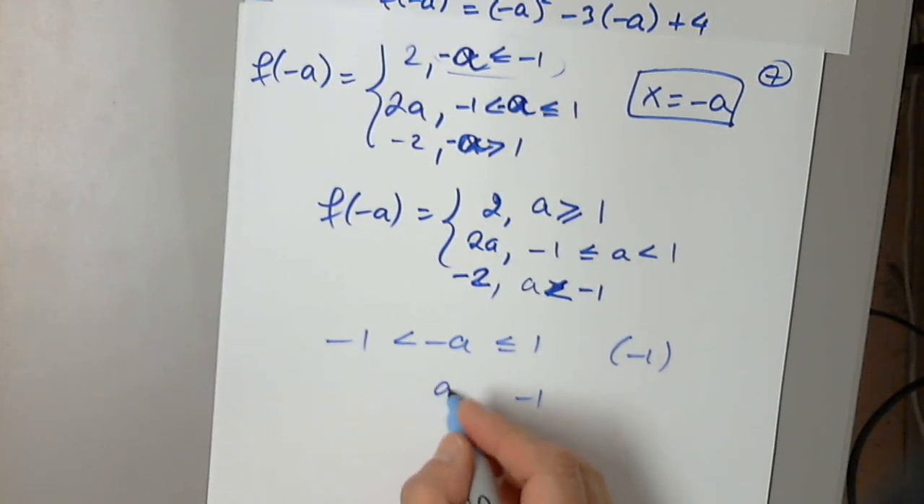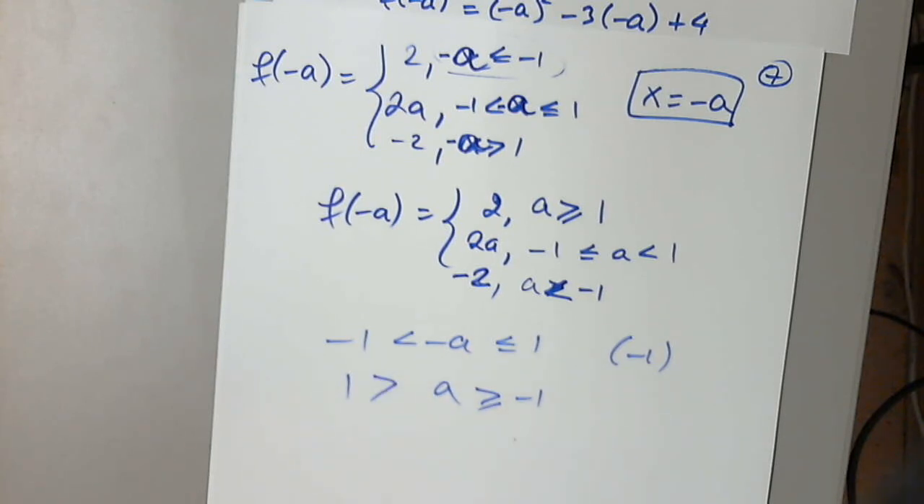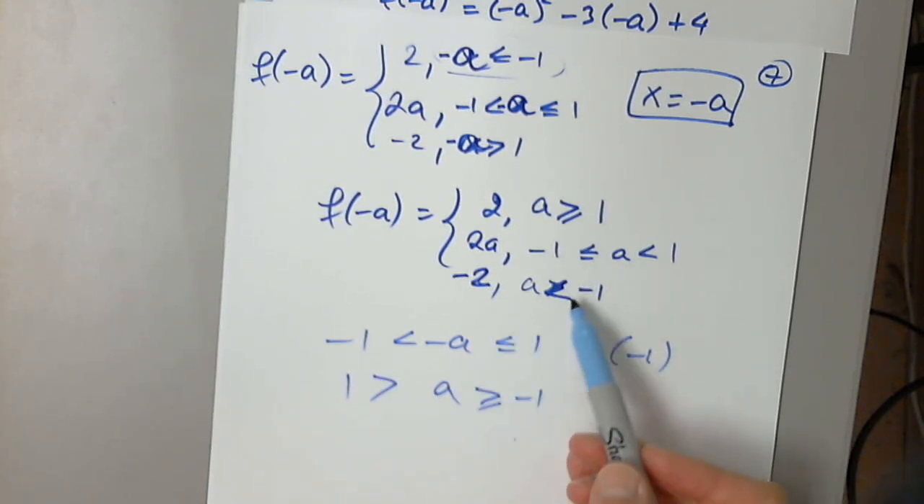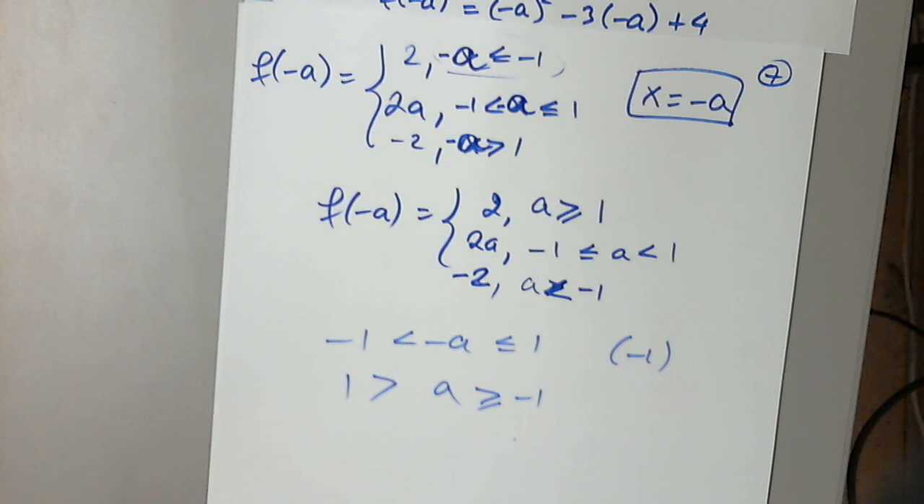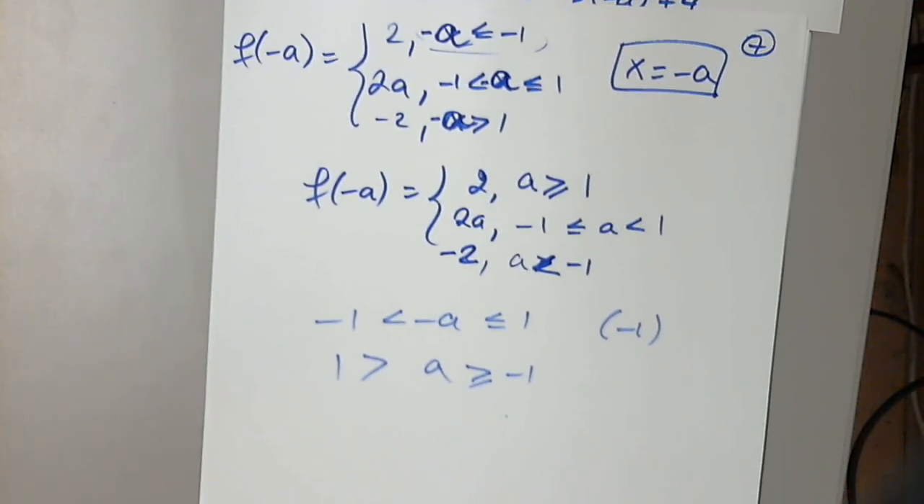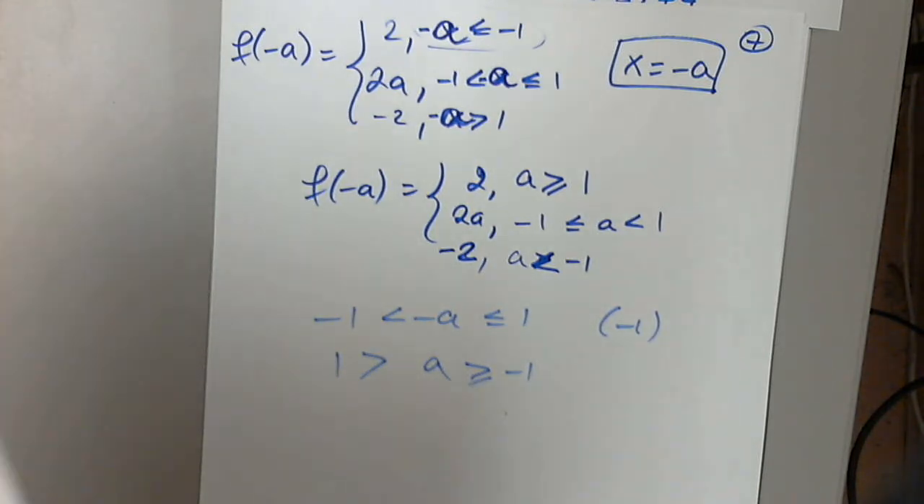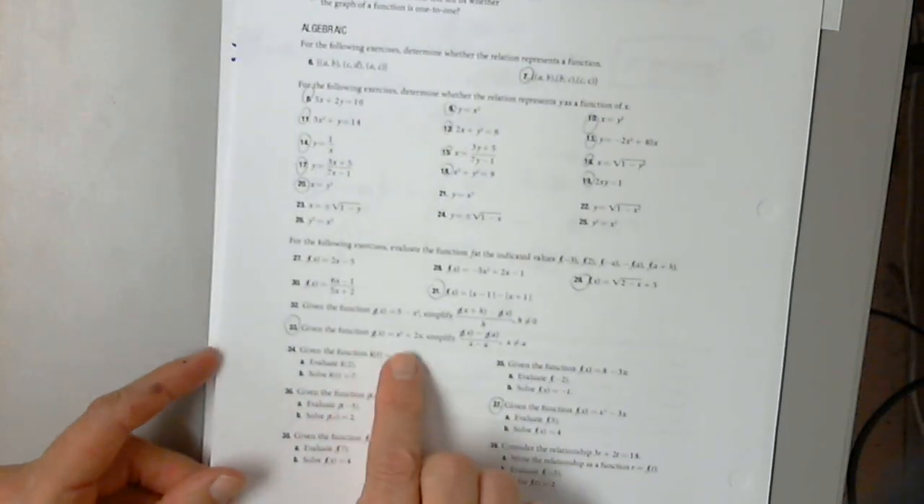This is negative 1, this is a, and this is 1. And I have to switch everything. That's why negative 1 is here, a is in the middle, and 1 is on this side. Again, it's not something that I would ever ask you to do, because it's not really needed. You would never see this before. Okay. Now, something like this is extremely useful.